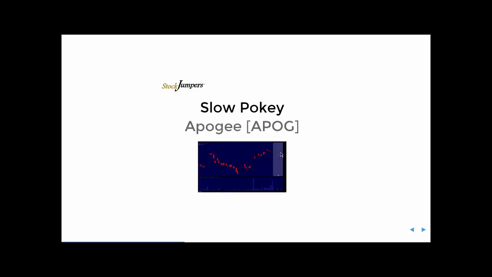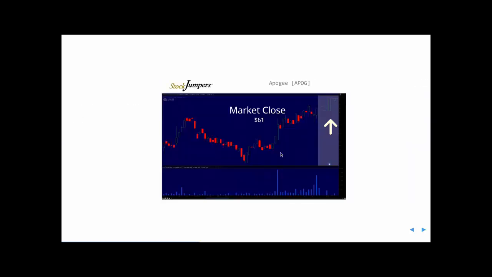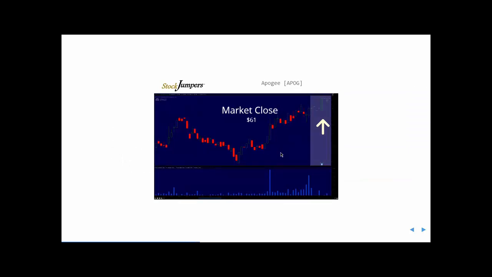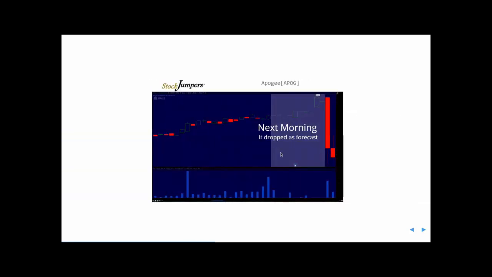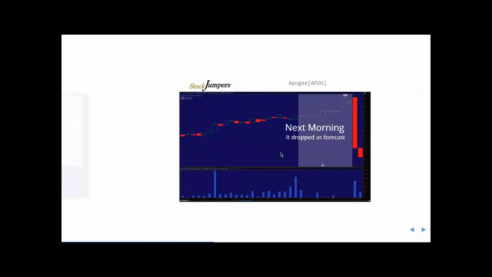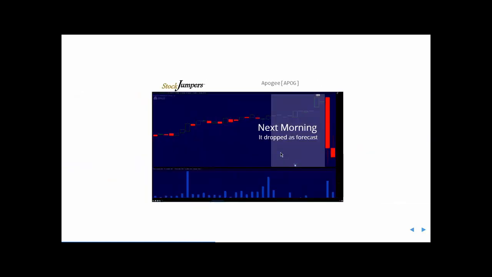Here's another one right here. We have our slow pokey, and I think Apogee is how you pronounce it. It's APOG, and this was an example of a trade we had this week too. We gave you an up arrow. We had a market close at $61, so whether you bought below or earlier in the day, because it was ticking up through the day, you might have gained another couple percent as it was going up throughout the day. The next morning, it dropped fast, as forecasted. It closed up, but we gave you a down arrow.